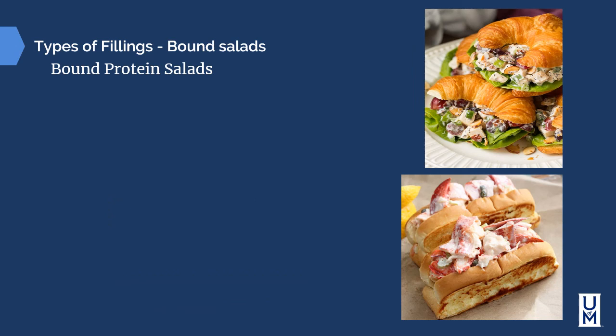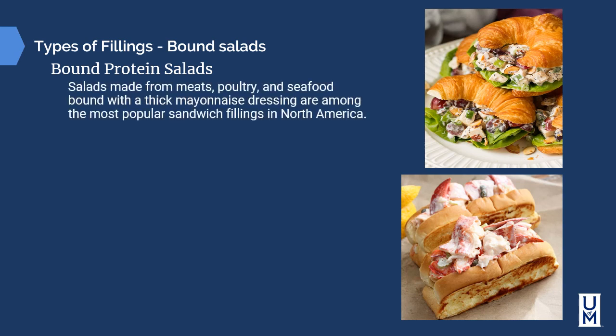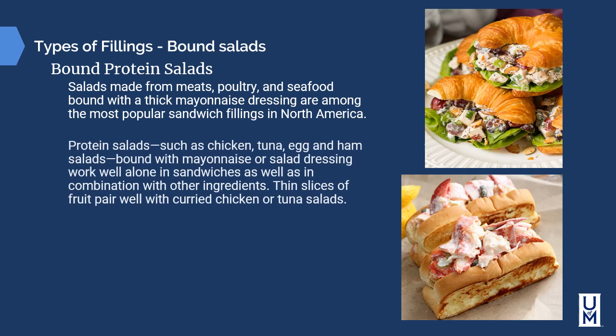Remembering back when we talked about the bound protein salads when we discussed the chapter on salads. Salads made from meat, poultry, or seafood bound with a thick mayonnaise dressing are among the most popular sandwich fillings in North America. Protein salads such as chicken, tuna, egg, and ham salads bound with a mayonnaise or a salad dressing work well alone in sandwiches as well as in combination with other ingredients.